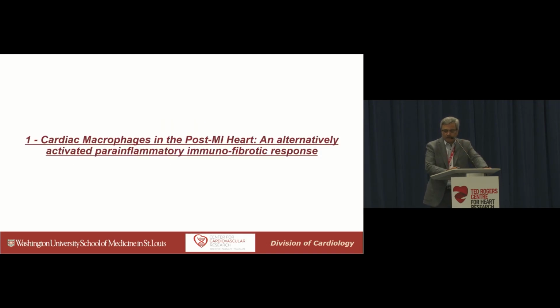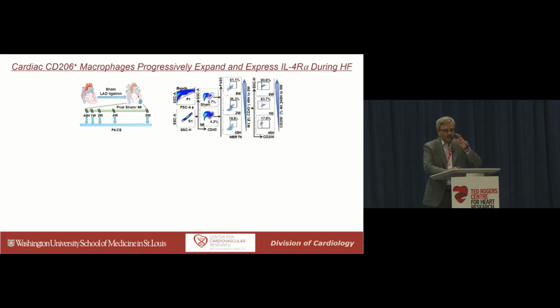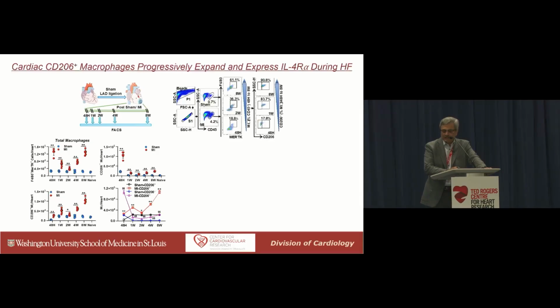And the first one is that cardiac macrophages in the post-MI heart are an alternatively activated para-inflammatory immunofibrotic response. So here we took mice that underwent coronary ligation to induce ischemic cardiomyopathy or sham operation, and we simply quantitated the macrophage population at various time points after MI. And we used classical markers, including F4/80 and MERTK. You can see the representative flow plots there, and quantitation of total macrophages, and CD206 positive and negative macrophages.